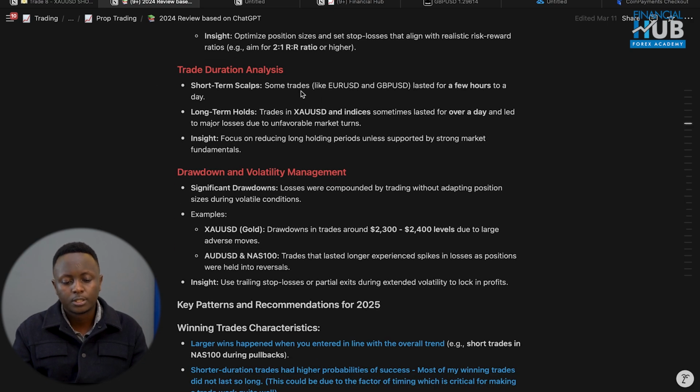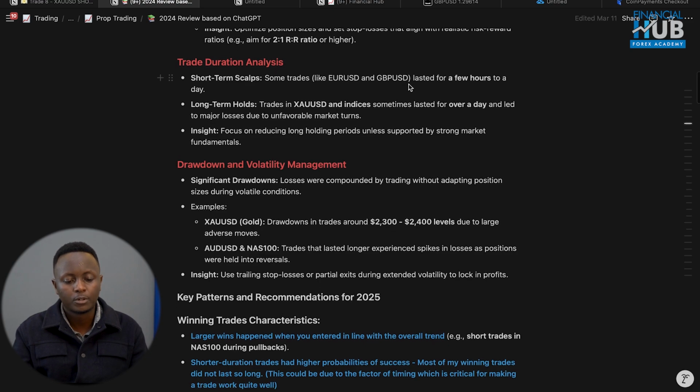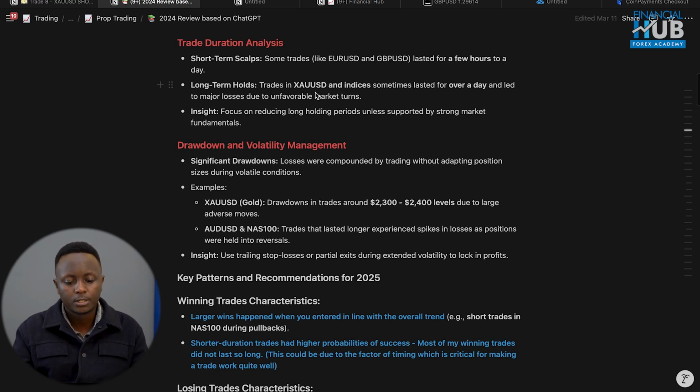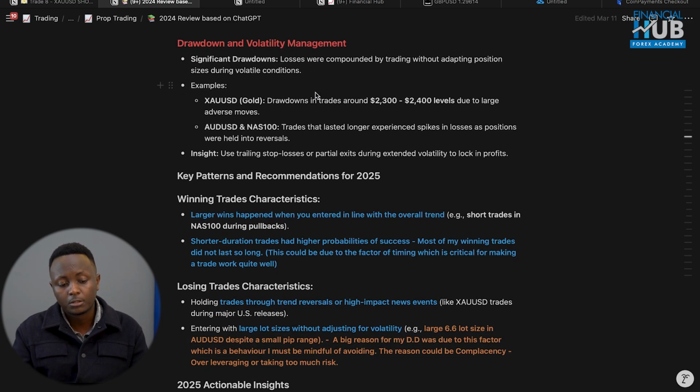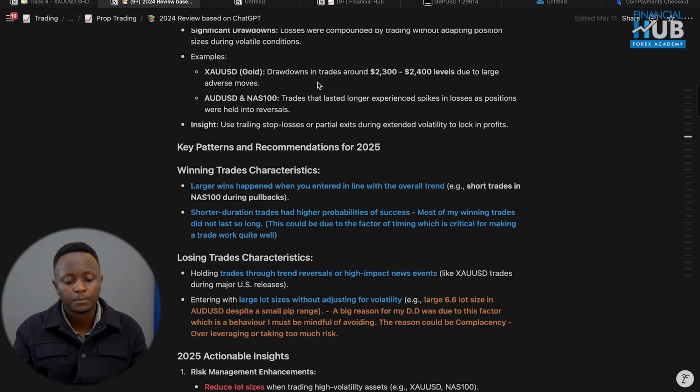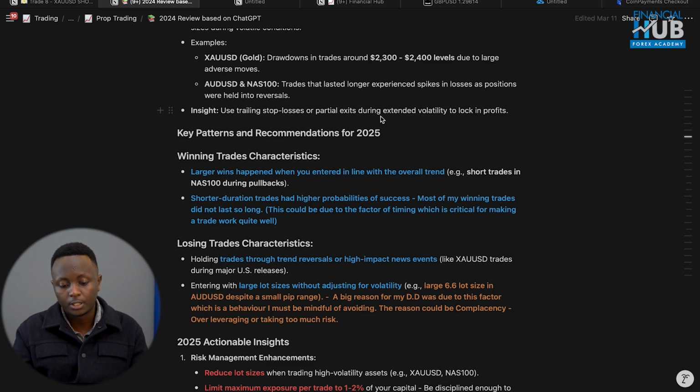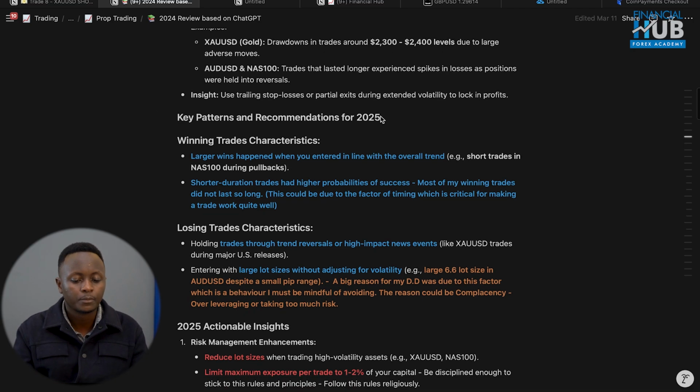Trade duration: some trades like Euro USD lasted for a few hours to a day. Long-term holds lasted for over a day. And inside, you can see drawdown. Losses were compounded by trading without adapting position sizes during volatile conditions. So you can see that it tells me you are doing very well, but there was a volatile period where you had some very big losing trades. So use trailing stops or partial exits or reduce your size, okay?